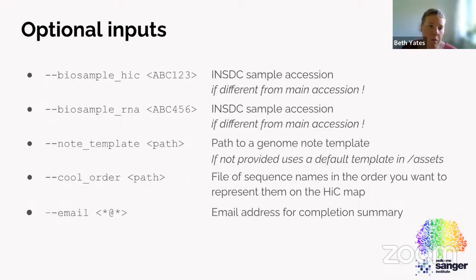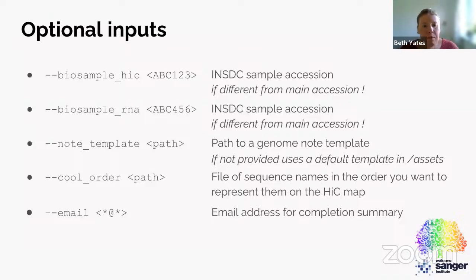There are also optional inputs, which you'll see when we run the pipeline. For example, we don't always use the same biosample to produce Hi-C data as we use for the whole genome data. So there is the option to provide a different sample accession for Hi-C and a different sample accession for the RNA-seq data. But again, these are not necessary.